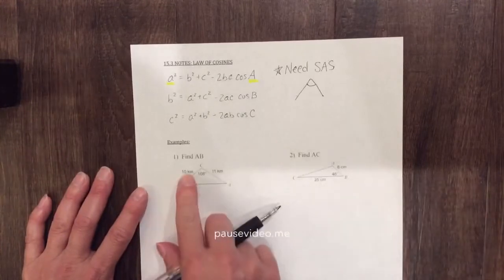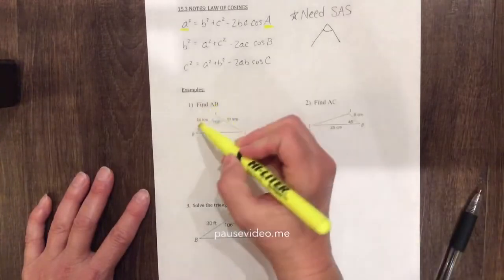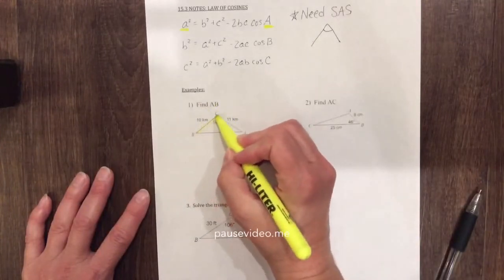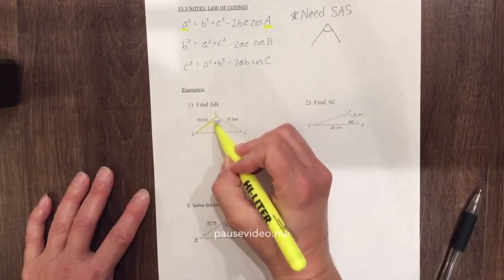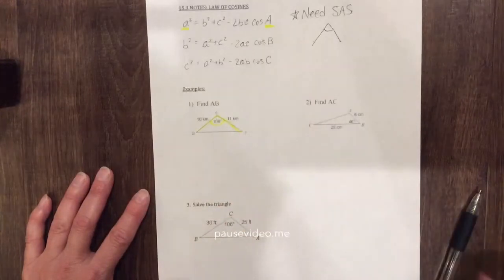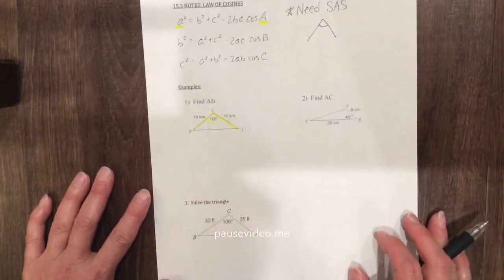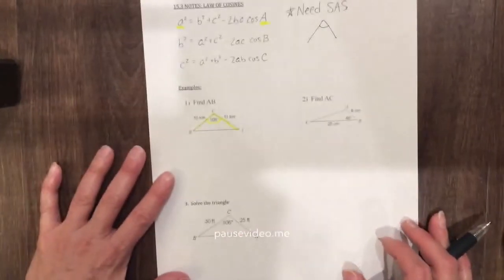Okay? For example, problem number 1 here. So let's just check for side angle side. I'm given this side is 10. I'm given this angle's 108. And this side is 11. That fulfills side angle side. I have two sides with the included angle. So I can use law of cosines.